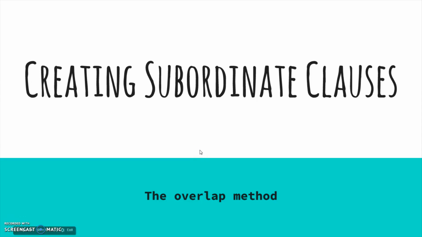So we're going to look at creating subordinate clauses, and obviously it's a pretty big topic. There's a lot of different ways that you can do them. This is not the only kind of subordinate clause that you can use, and it's not the only way to make it. But we're going to talk about what we'll call the overlap method. It's one of the ways that you can result with a subordinate clause. And so let's look at how to do it.